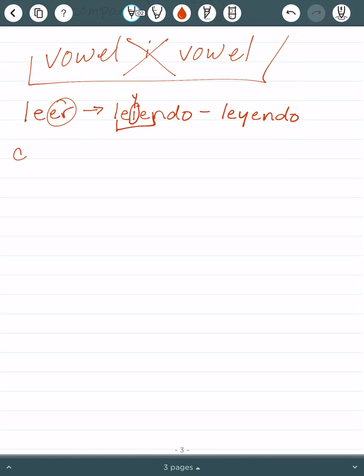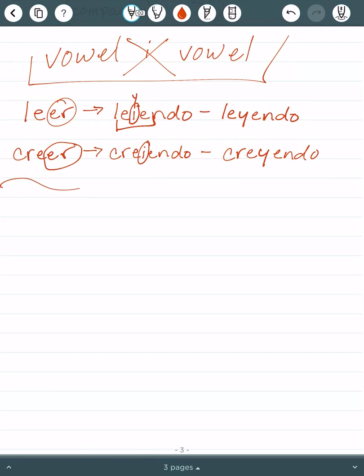So you guys try one out. The verb creer is to believe. So we should drop that ER, add yendo, but we have a problem with that. So change that I to a Y, creyendo. And I wish that was the last thing, but there is one last thing to talk about, and it's the worst thing about present participles.